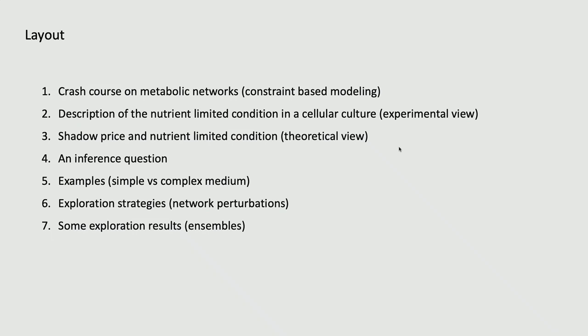We are doing inference over metabolic networks. I believe explicitly nobody has talked about constraint-based modeling, like the canonical kind of model that has been developed over the last 2 decades or so with the larger availability of the networks. The second is just a description of the environmental condition we are interested in, that is the nutrient limitation condition. We will define what we mean by that because all these concepts are more or less very flexible.